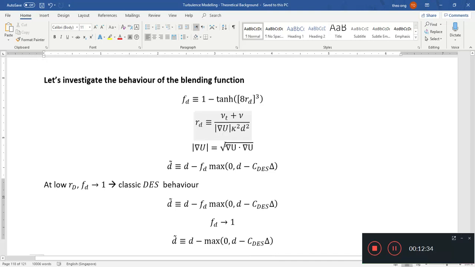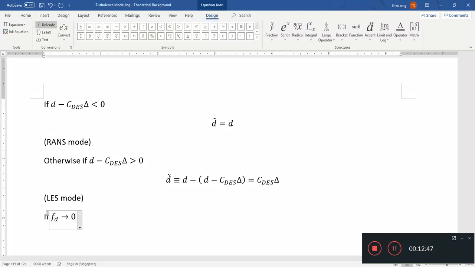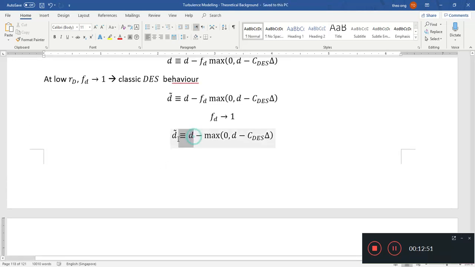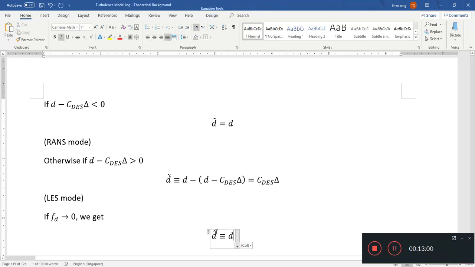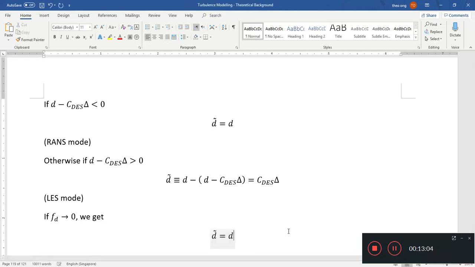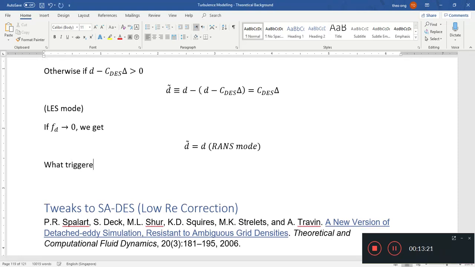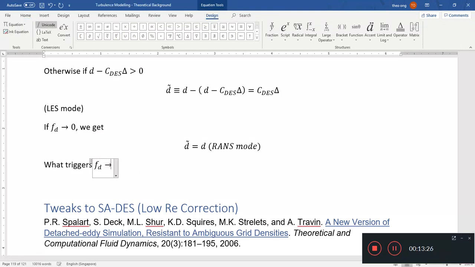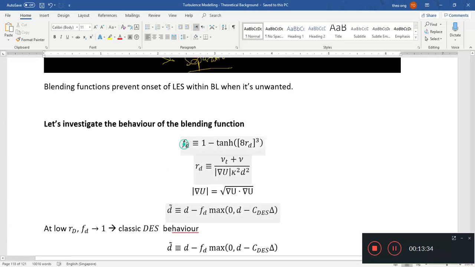How about the converse, when FD goes to 0? We get d tilde just equals d. You have this part equals 0, this whole term disappears, and then we have this. So this is also RANS mode. So what triggers FD to go to 0? FD goes to 0 when you have large RD.